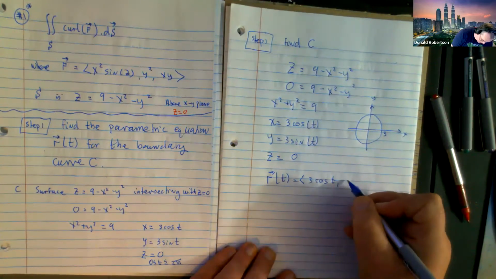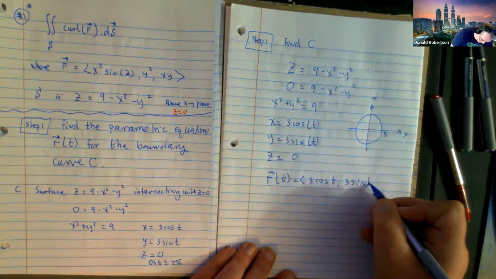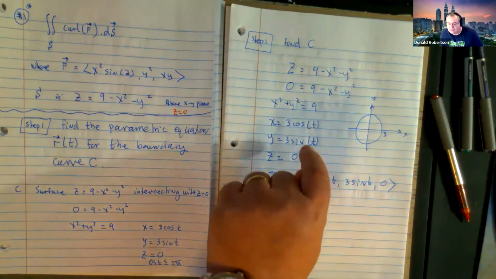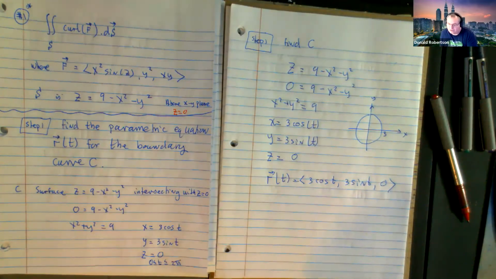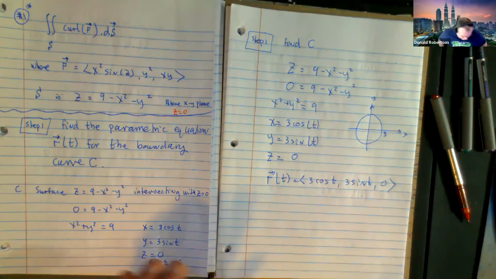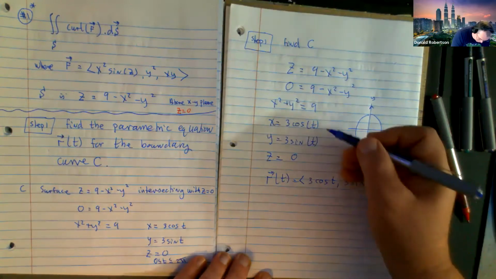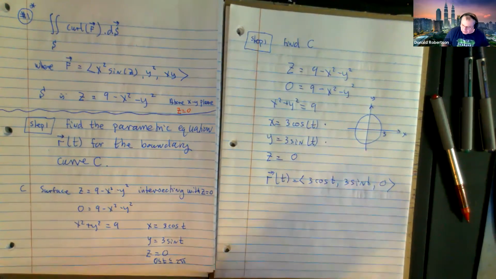3 cosine t, 3 sine t, 0. I could have switched places with these two, and if I did switch places with these two, I would change the orientation. But I've given up trying to do orientation because 9 times out of 10 it doesn't seem to matter because the answer is positive. So if I end up with a negative answer, I'll just make it positive and that'll cure it. That's a kind of cop out, but that'll work. So just pick cosine and sine every time and go with the flow, right?